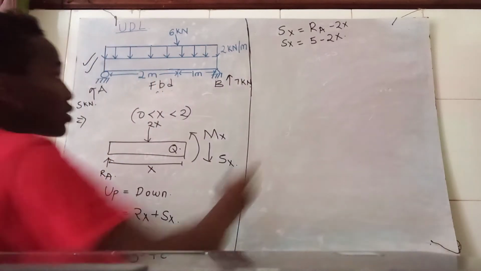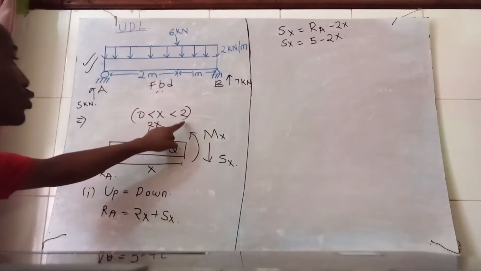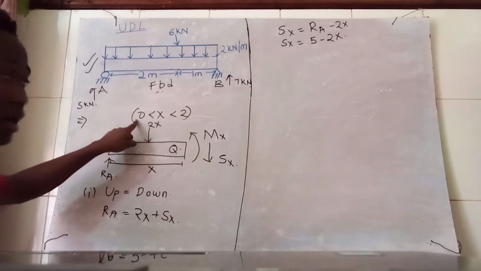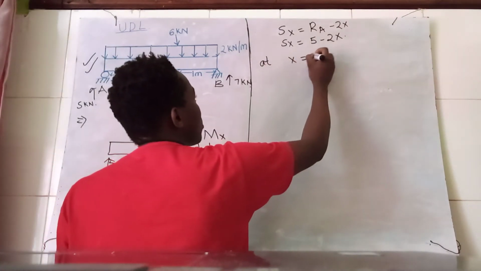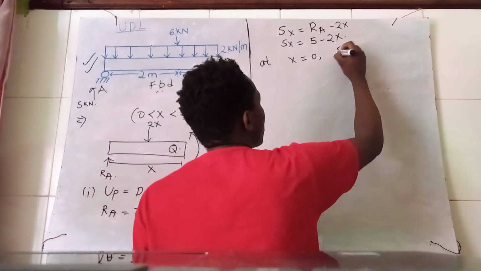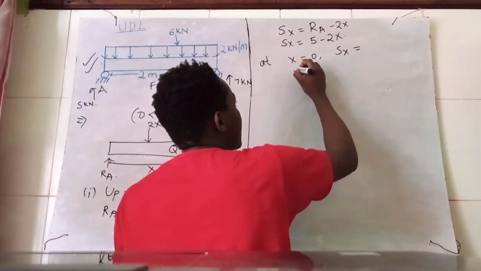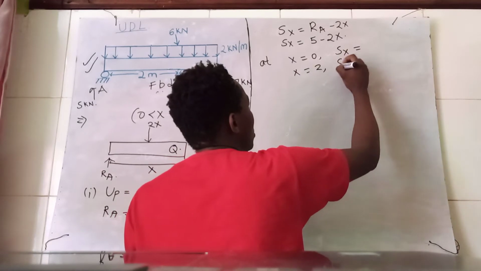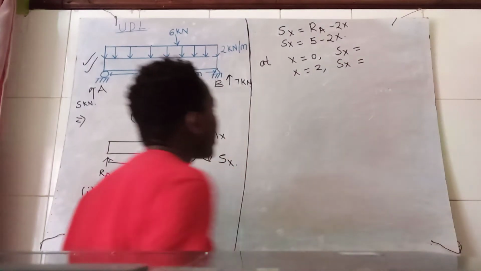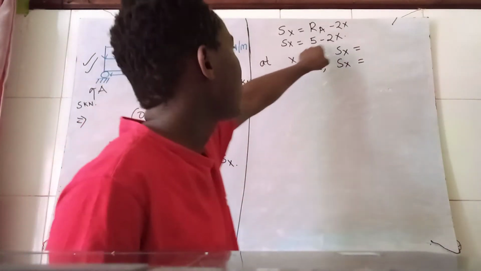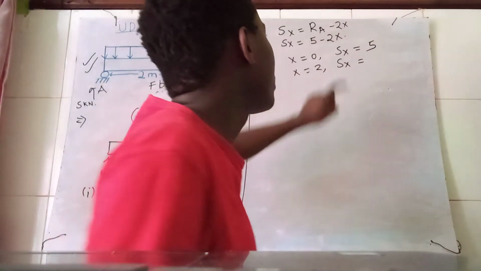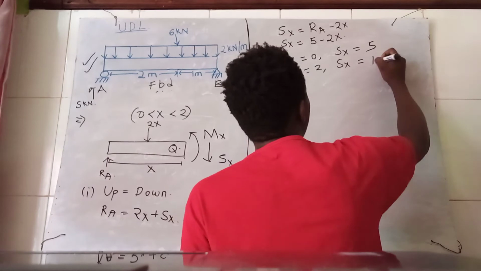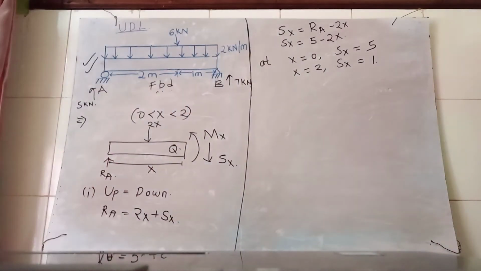Now, the limits of our point x are 2 and 0 for our section. So, at x equals 0, what is going to be Sx? And at x equals 2, what will be the value of Sx? At 0, we shall have 5. At the point 2, we shall have 1. So we have the values of Sx.